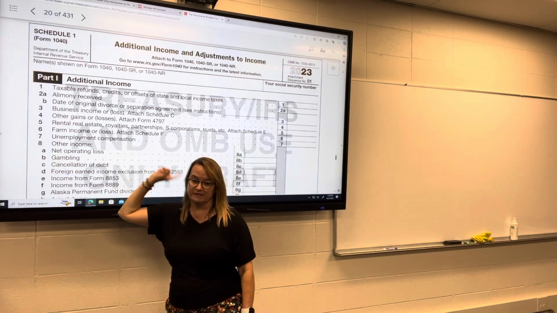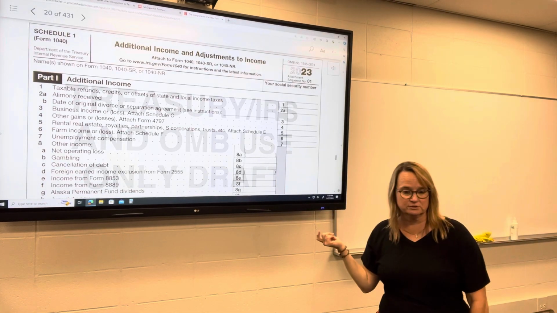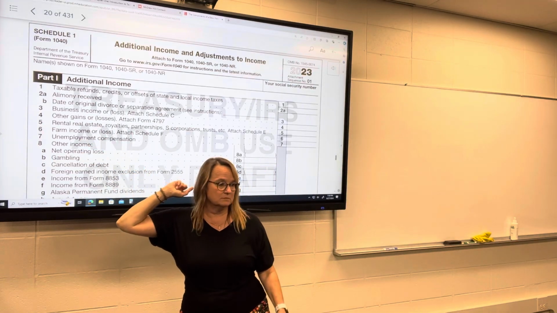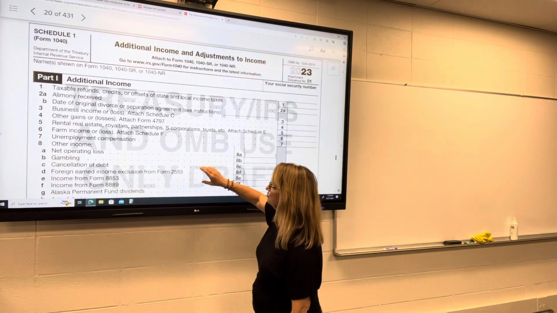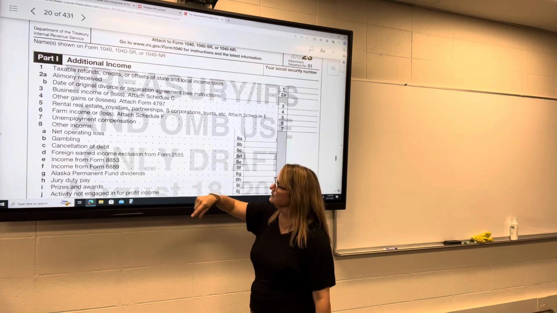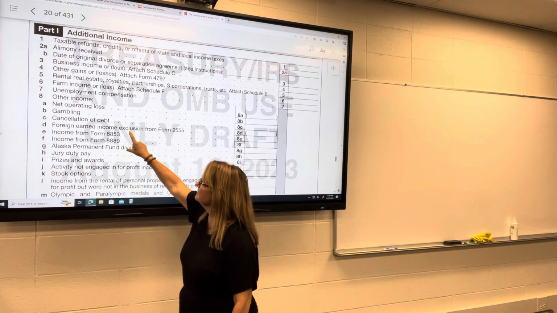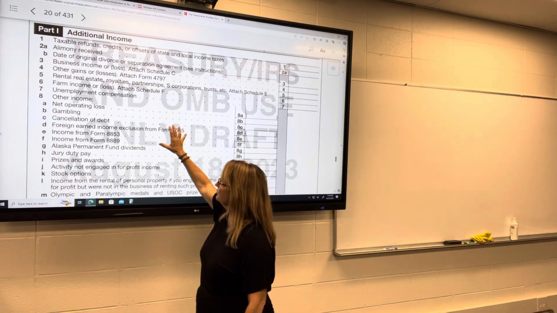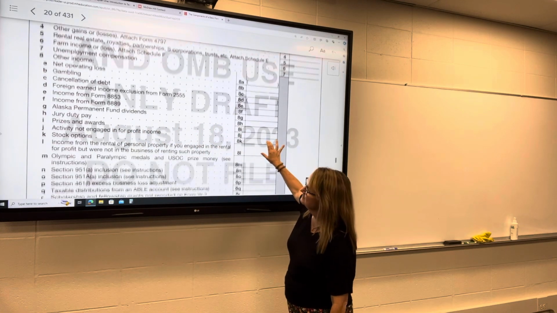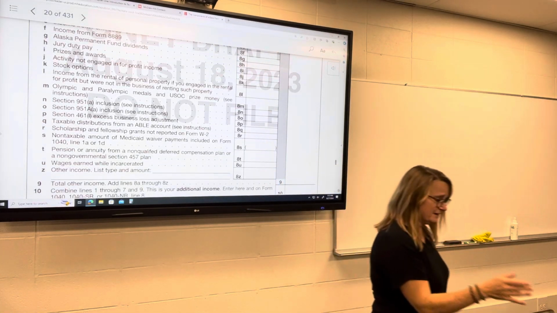We do not talk about farm income, even though that is a big category of income in Iowa. So if you end up preparing tax returns for a living in Iowa, chances are you will do a lot of farm returns. They have some special rules, but we don't go through that in this class. Unemployment compensation, we talk about that in chapter 3. These other types of income, net operating loss, gambling, cancellation of debt, we don't really talk about those. Jury duty pay, we don't really talk about that. But you can see there are all sorts of different types of income that have special rules.